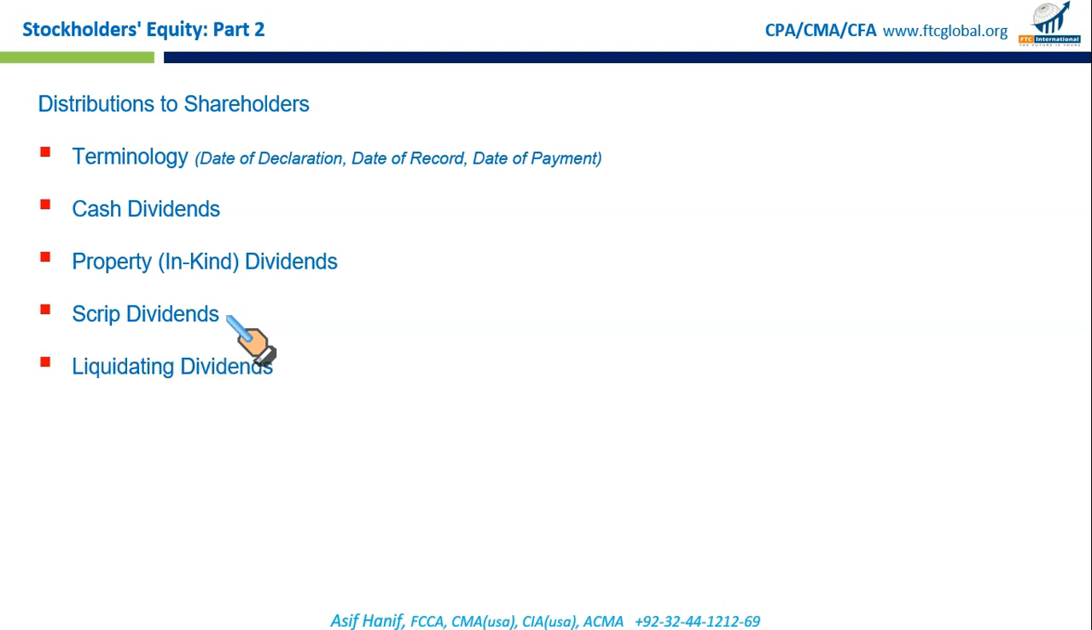Then we have another classification. This is interesting: liquidating dividends. What is it basically? Dividends paid when the company's earnings are not enough. So this basically reduces the company's capital, that is additional paid-in capital.